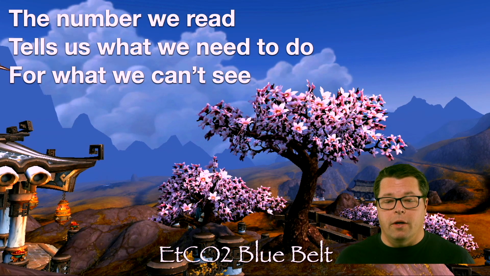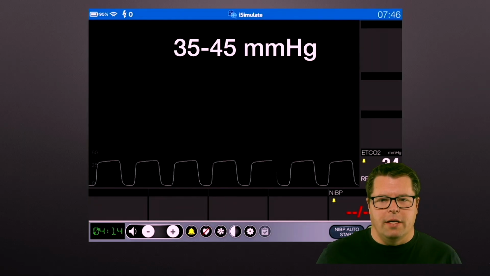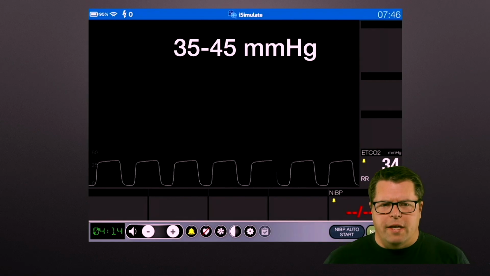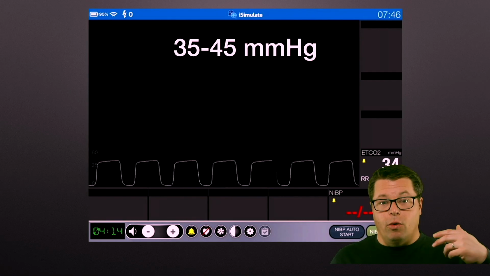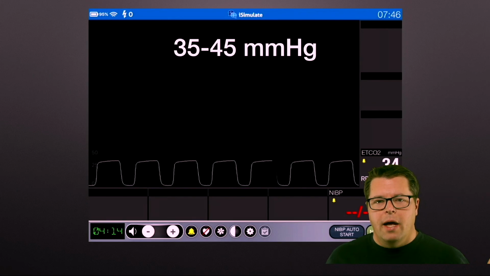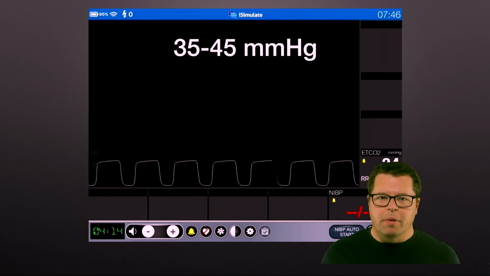End tidal CO2 can also do some stuff for us that we might not be able to see otherwise. And that's based on the effect of our treatment. So we often say that a normal end tidal CO2 is between 35 and 45 millimeters of mercury. And that's based on the idea that a normal PCO2, the dissolved concentration of CO2 in your blood, is between 35 and 45. And again, normal varies from person to person, but typically this is what the population does.